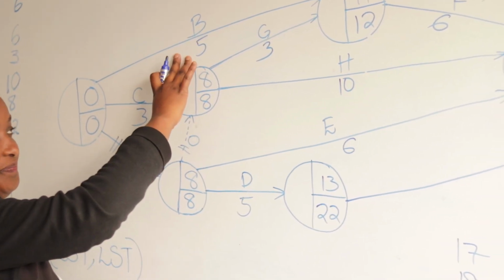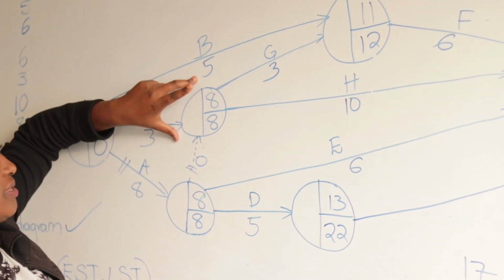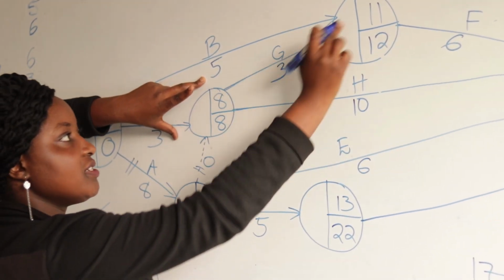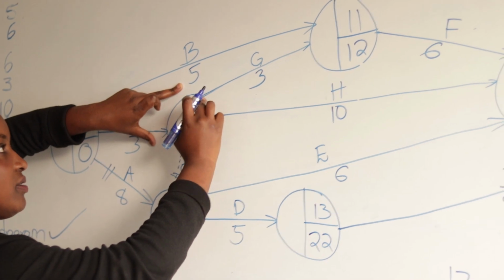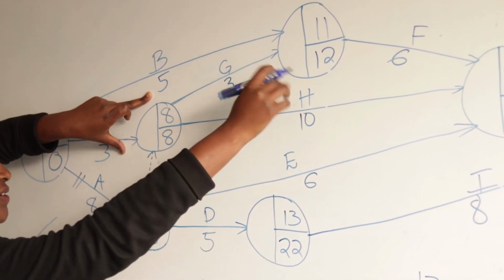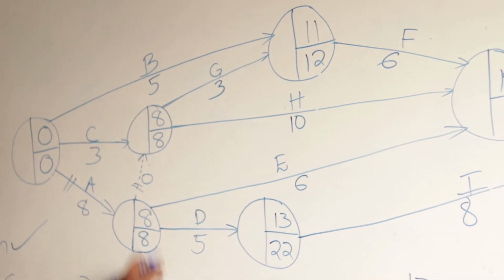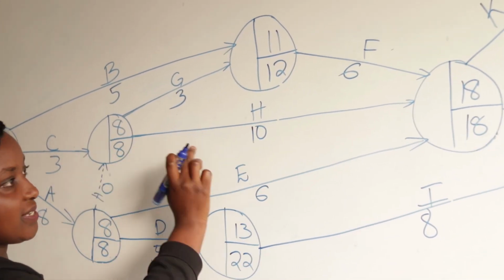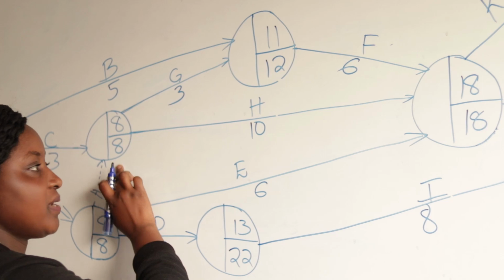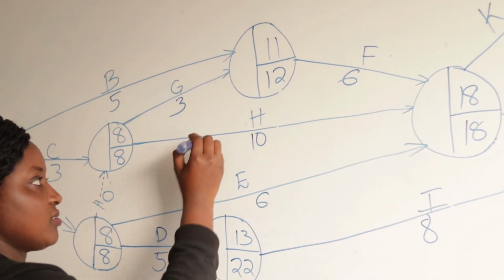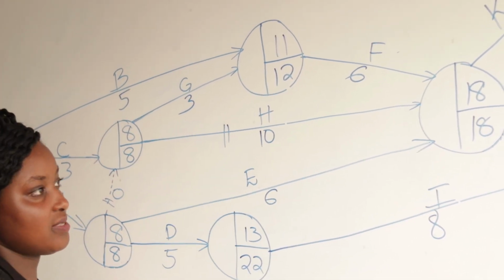So we are here. So vile tuko hapa, the same thing. We have this arrow and that arrow. 8 plus 3 gives us 11, but here it is ifanani, so we cannot use that path. So this one, 8 plus 10 gives us 18. So this makes it our critical path.